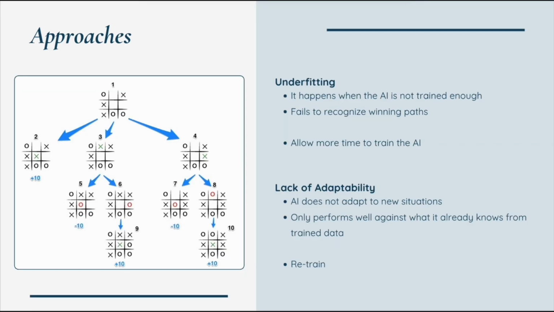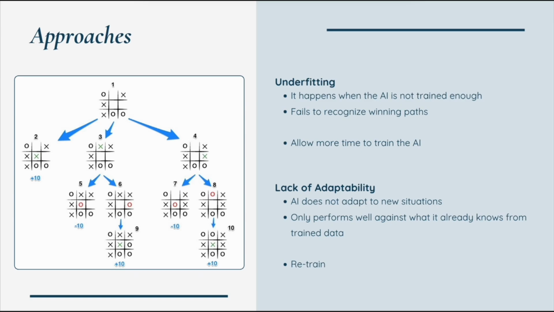For example, the AI machine could be underfit, which means it is not trained enough and it fails to recognize some winning paths. If this happens, we would need more time to train the AI, or find ways to effectively train the machine to learn more in a shorter amount of time.